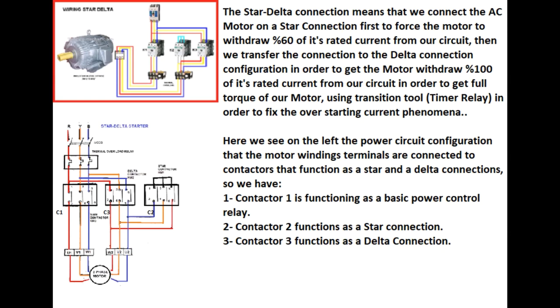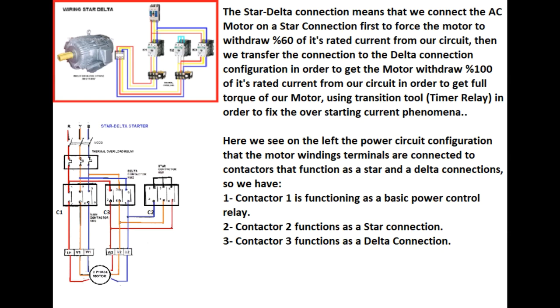So the Star-Delta connection means that we connect the AC motor in a star connection first to force the motor to withdraw 60% of its rated current from our circuit. Then we transfer the connection to the Delta configuration in order to get the motor to withdraw 100% of its rated current from our circuit in order to get full torque of our motor, using a transition tool, the timer relay, in order to fix the over starting current phenomenon.